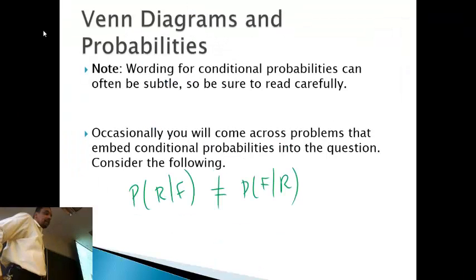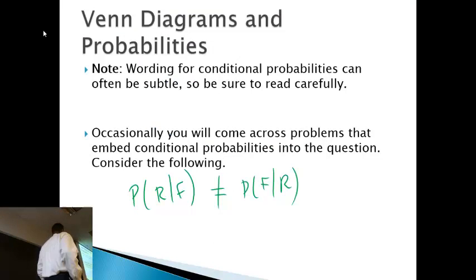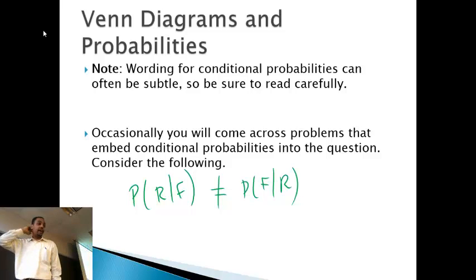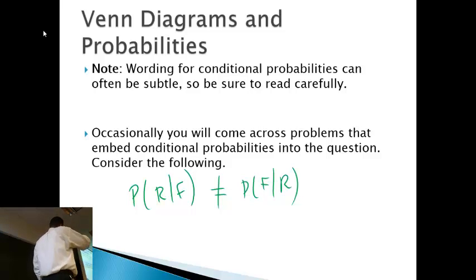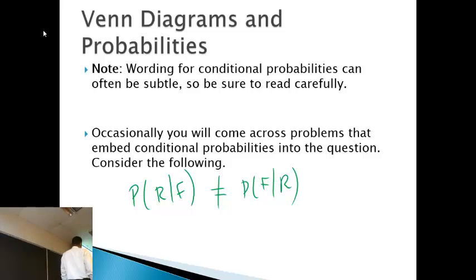So this is where we left off on Wednesday with this kind of notation here. Be careful with the wording, as we talked about earlier in class. If you know someone is female, the chance of them being right-handed is different than if you know someone's right-handed, the chance they're female. So just be aware of those kinds of idiosyncrasies.